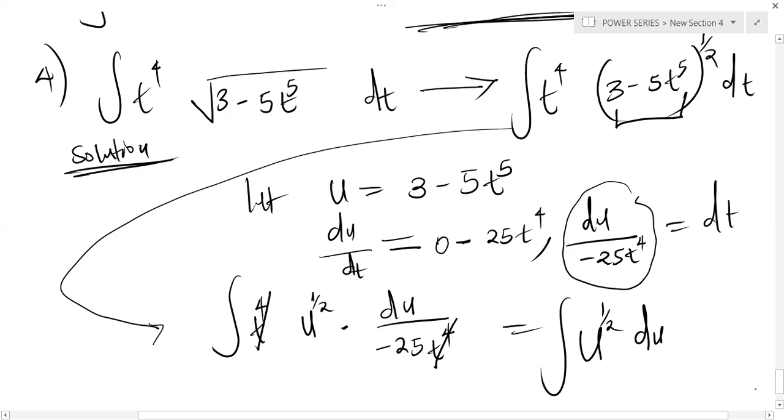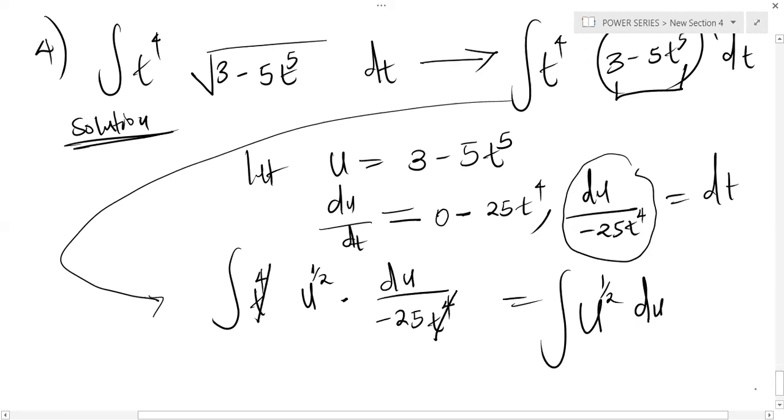Now we can easily integrate this one. U raised to power a half, if you integrate it, what do you get? You get u raised to power a half plus 1, that is 3 over 2, all this divided by 3 over 2 plus c. But u was just a substitution that we introduced so that our question is simplified. So write back u to what its original value was. And this is it. So my final answer will be, first of all, let's write this in a better way.